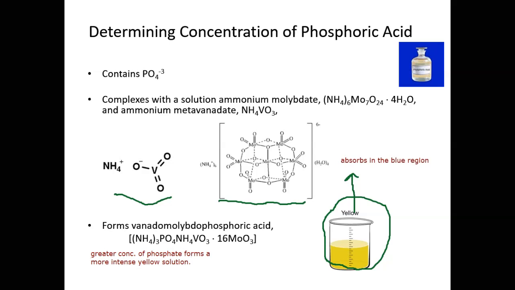And so what you would do is prepare your standard of phosphate solution. You would add some of this ammonium molybdate, ammonium metavanadate. Based on the phosphate concentration, it would give it yellow color. So it would make it more yellow or less yellow depending on the concentration of phosphoric acid.